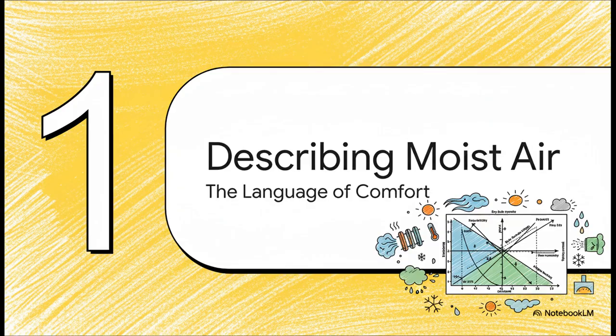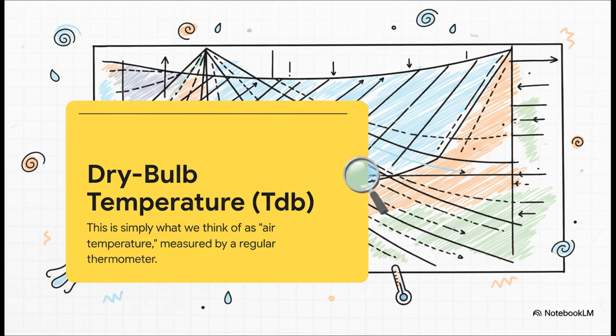Okay, so before we can start changing the air, we need a way to describe it. We need a common language. It's like learning a few key words, and once you get those down, everything else just starts to make sense. First up is the one we all know and love, dry bulb temperature. Seriously, this is just the air temperature you see on a weather app or your home thermostat. It's our starting point. Just how hot or cold is the air.